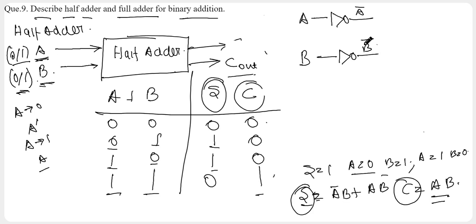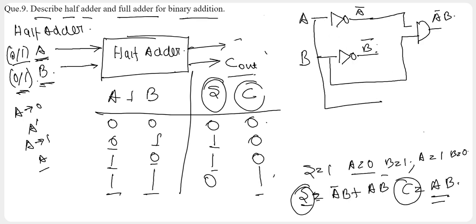Now the expression of sum is A bar B. So A bar is connected to an AND gate and B is connected to the AND gate. So it will give us A bar B. And now to get AB bar, we will just connect A to an AND gate and B bar to the AND gate. We will get AB bar. And now if we pass them to an OR gate, we will get A bar B plus AB bar, which is our sum output. Okay.